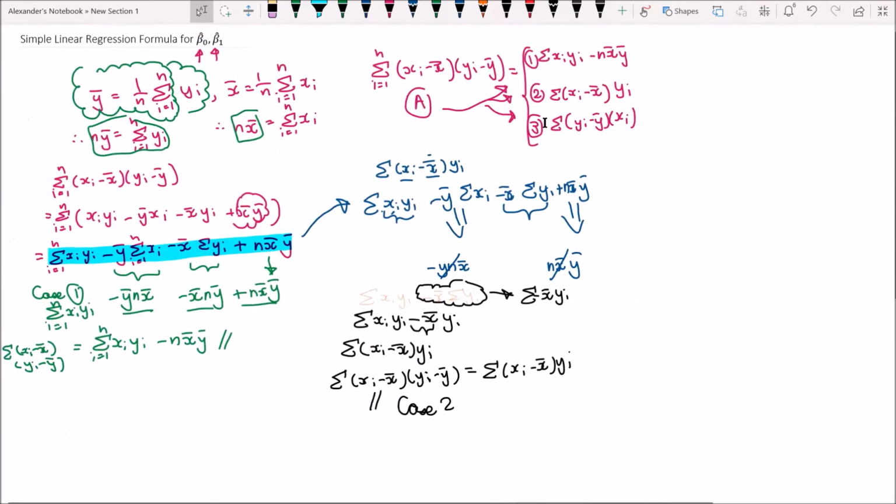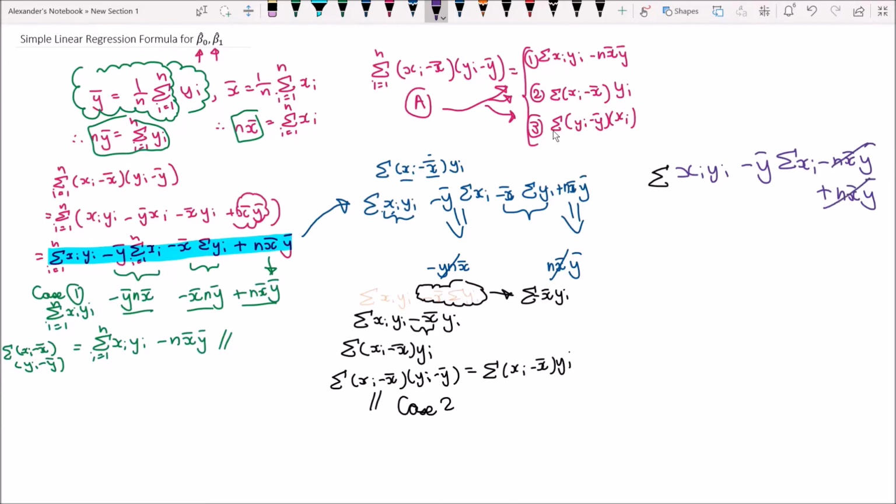So lastly, let's take a look at case number 3. For case number 3, instead of cancelling out the second one, we will cancel out the third and the fourth terms in this highlighted equation. So let me show it to you over here. Let me just pick a better color for it. The summation of xi yi, negative y bar times the summation of xi. And then we already know that this can simplify to negative n x bar y bar. And we already have this term as positive n x bar y bar.